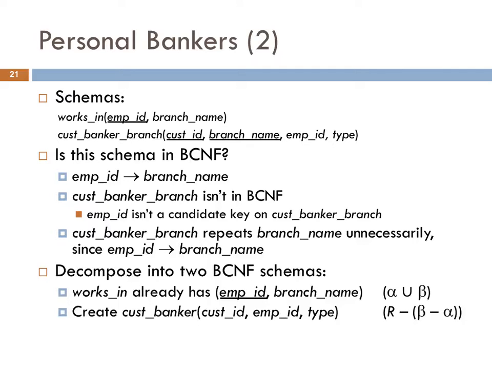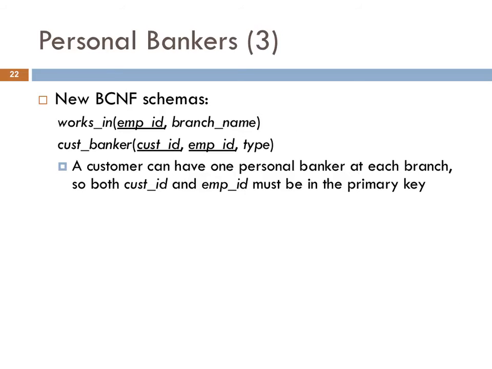Now, of course, you apply the rules and you end up with employee ID, branch name. We already have that. It's called works in. And then we end up with customer ID, employee ID, and type. Sorry. All right. So we've eliminated that redundant information, but now we have a new issue.